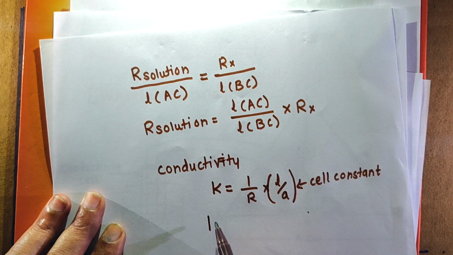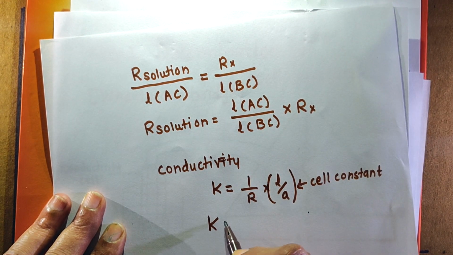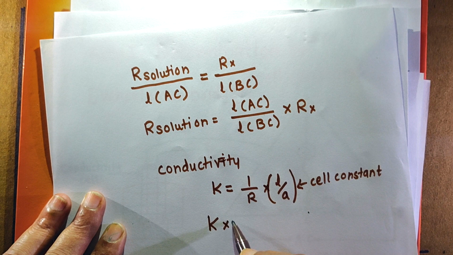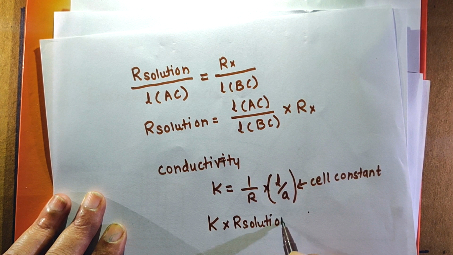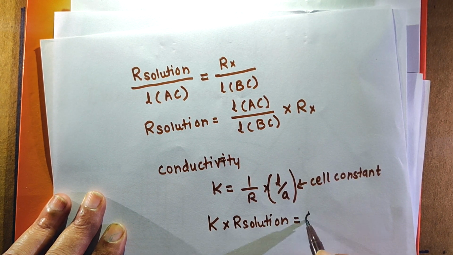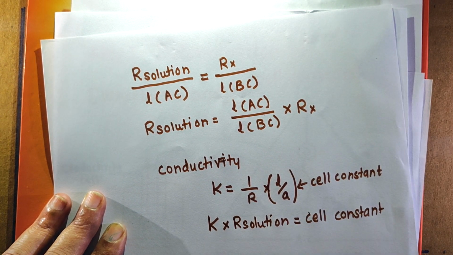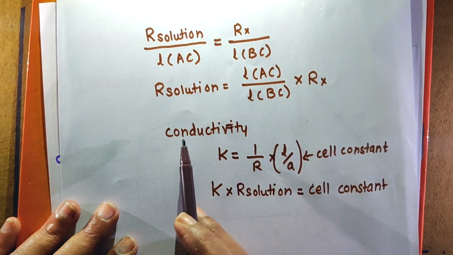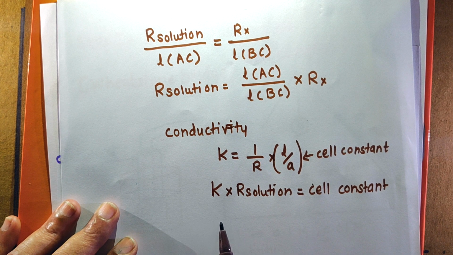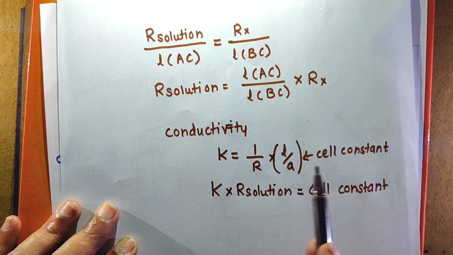You know now K. Here we have obtained K from the table given to you, and we have determined the resistance of the solution. So K into R solution, that is equal to cell constant. So remember here we can determine cell constant by using the solution of KCl whose conductivity is known to us, and resistance of the solution can be determined by using Wheatstone bridge, and then we can calculate the cell constant.